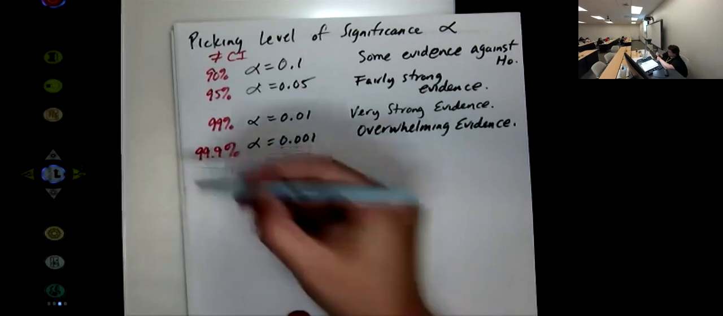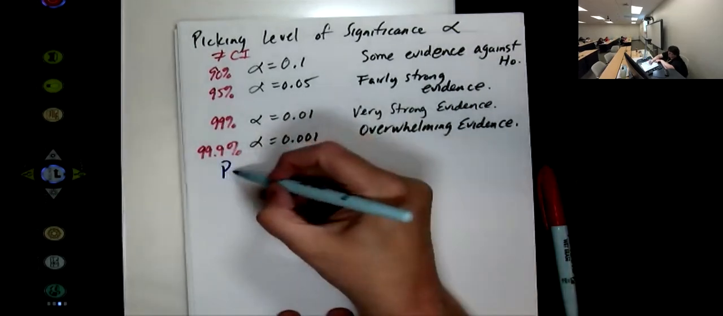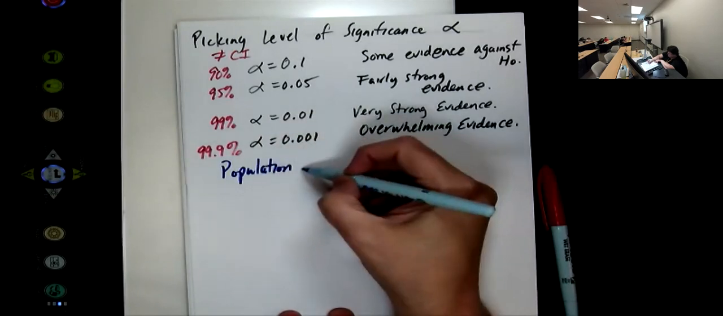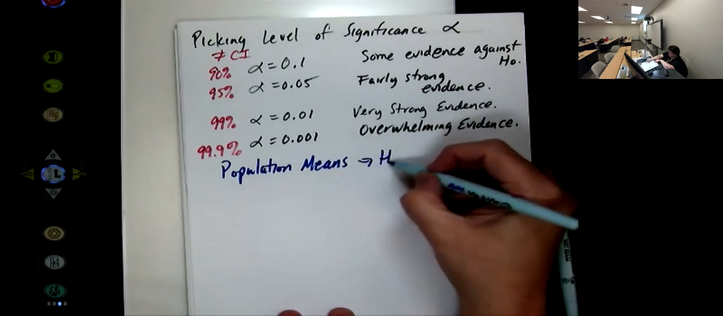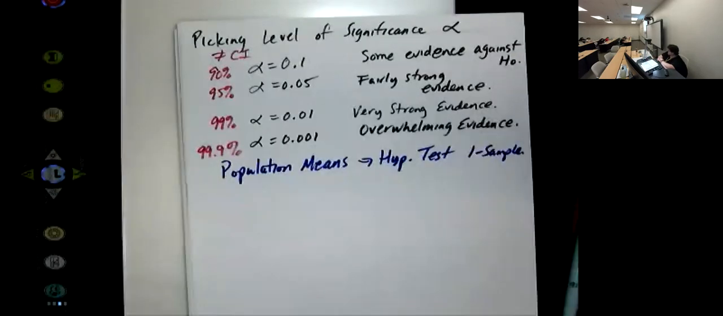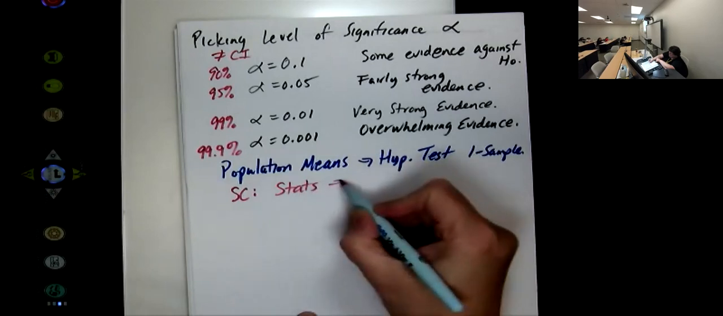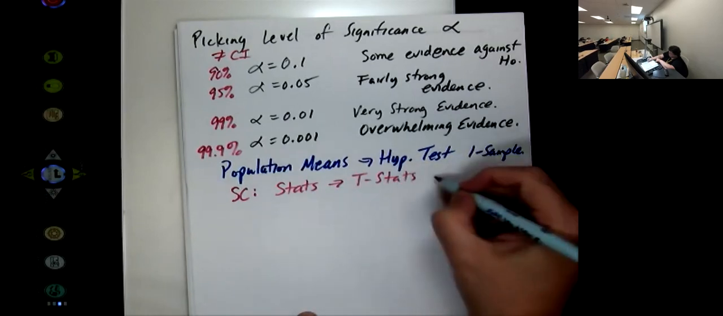Okay, so it's just some information to think about. We can also not just check population proportions, we can do this kind of thing with population means. We can do a hypothesis test for one sample based on means. We are going to do in StatCrunch, Stats, T Stats, One Sample.